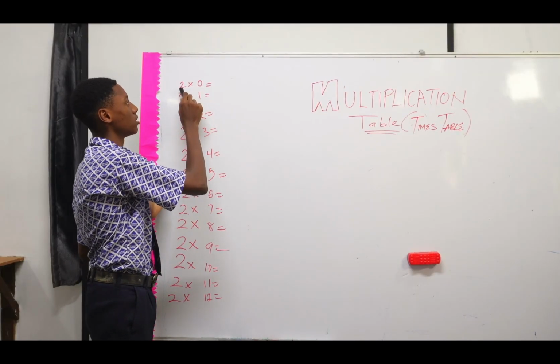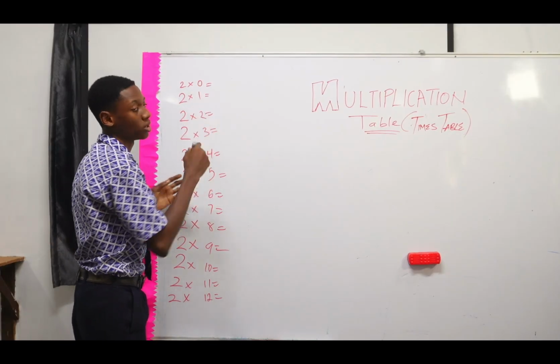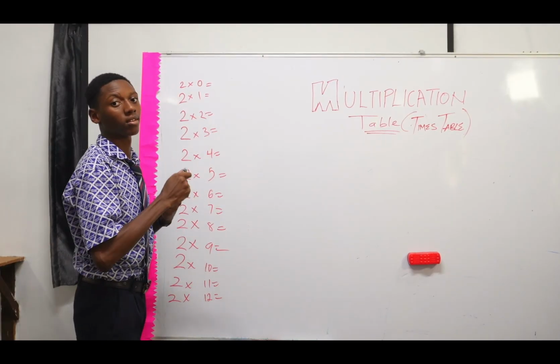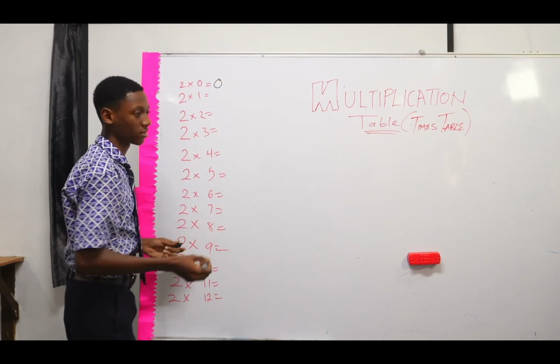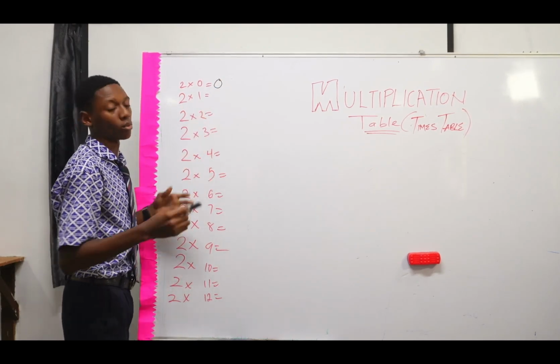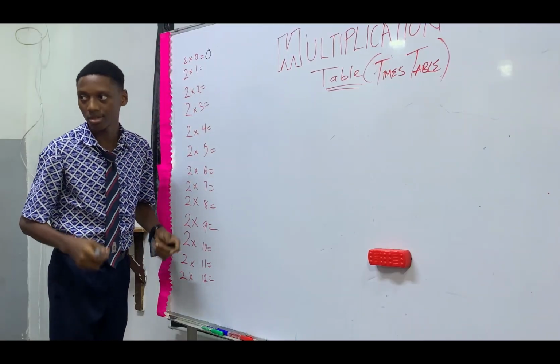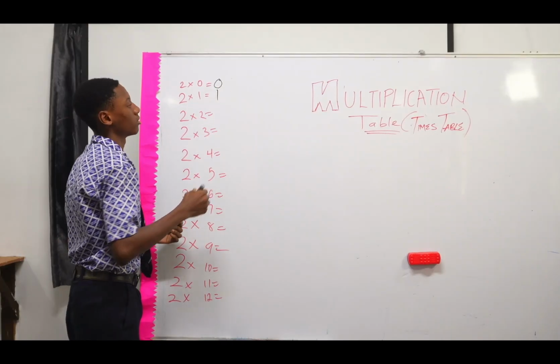She has explained the 0 times table, so we should all know the answer of 2 times 0, which is 0. That's correct. She also explained the 1 times table. Now we should also know the answer of 2 times 1, which is 2. That's correct.